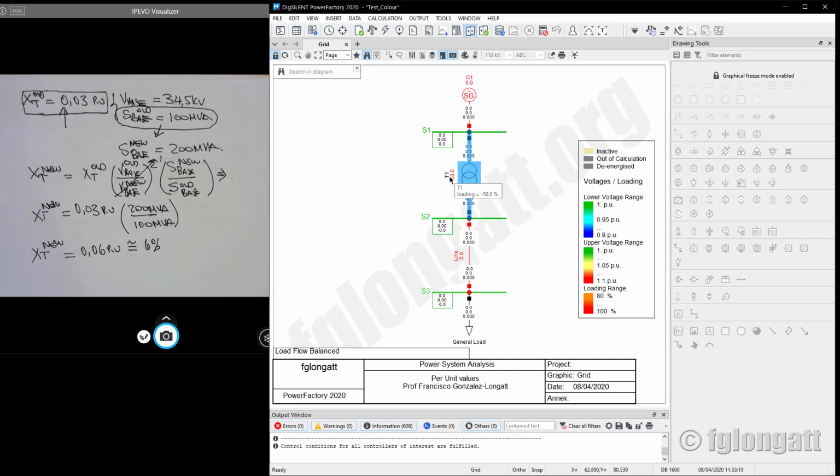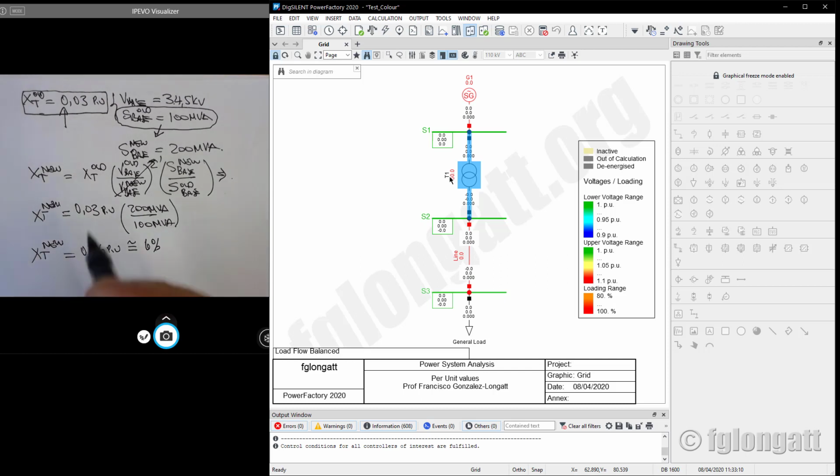And the only change that you can see over here is that the red color disappeared because we have a decrease on the overloading, a 50% decrease on the loading, and as a consequence, the red color that my students don't want, okay? Now, you must be careful, okay?